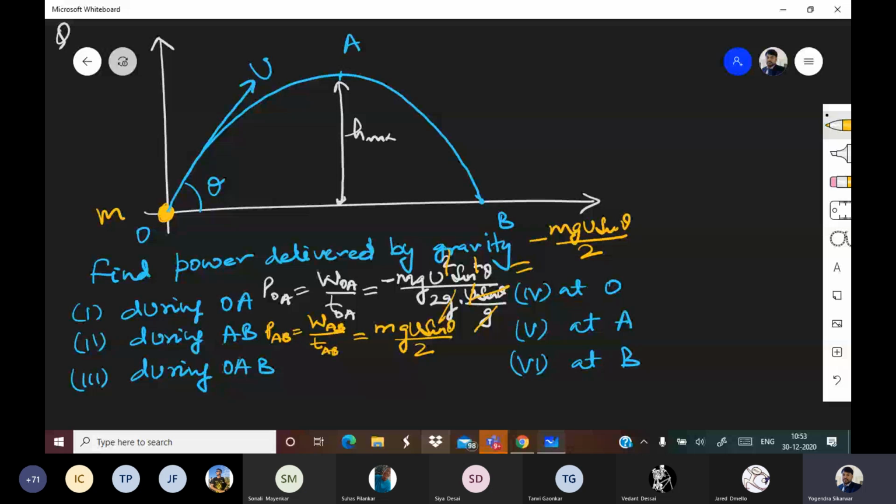During OAB, the object starts from O and reaches the same horizontal level. Work done by gravity will be 0. So P_OAB is equal to W_OAB upon T_OAB. W is 0, and T_OAB, though it is capital T, is capital time. So that will be 0.